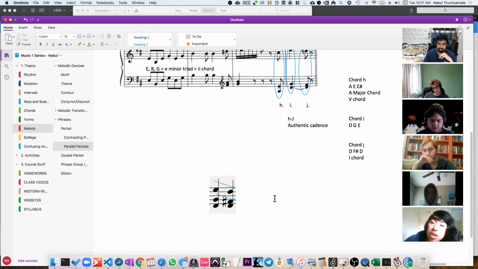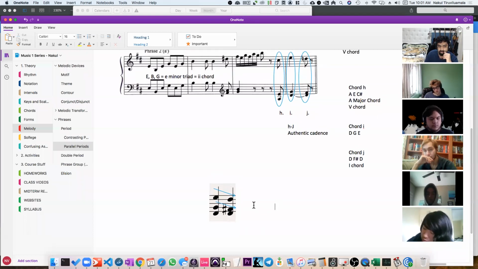And what they actually call this is a double appoggiatura, I'm pretty sure. Basically there are two notes in this chord that are non-chord tones, and they resolve downwards. We'll come back to this chord eventually. This is a cool chord.